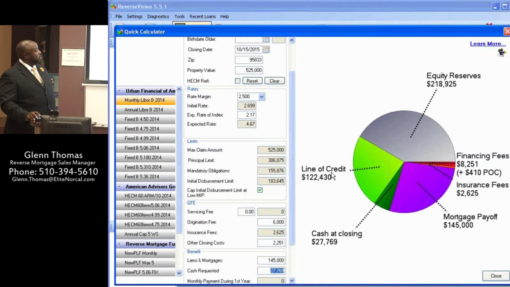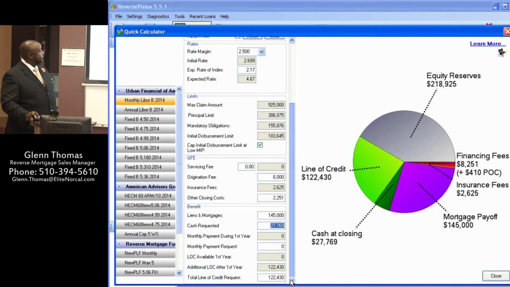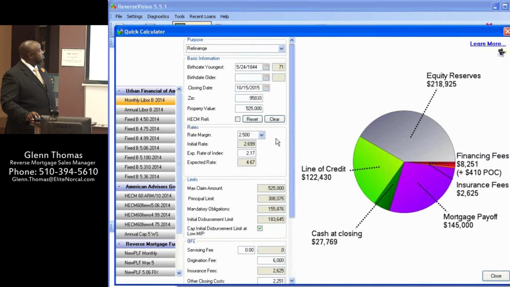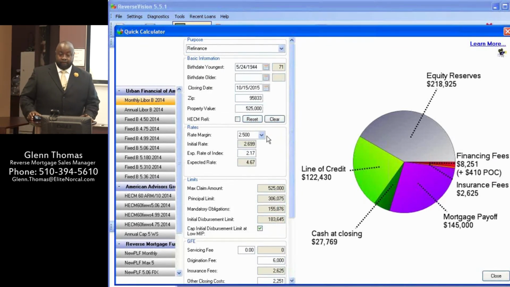But look at this right here. Year 2, you got a line of credit of $122,000. That line of credit is going to grow. And you see right here, you still got equity in here. They talk about the fees, you know, $6,000 origination, insurance fees, and other closing costs. So line of credit available to them after year 2. Would that be a benefit, not having to pay that $1,300 per month? Do you got any plans that you're trying to do? You got any bills you want to pay off?